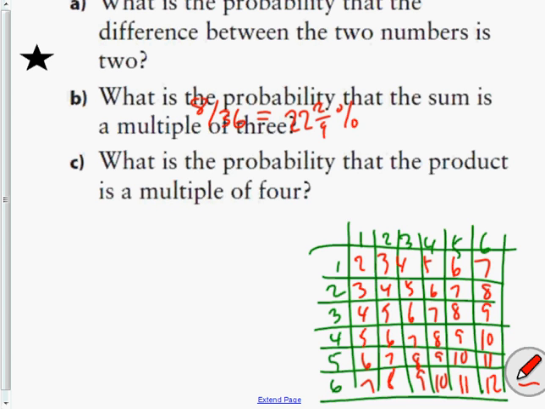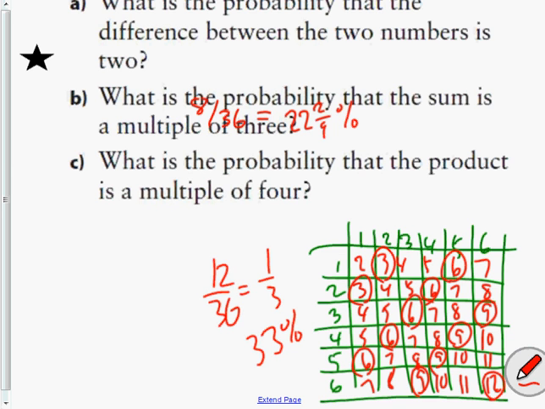What is the probability that the sum is a multiple of 3? Well, I'll circle the ones that are multiples of 3. All of those ones I circled are multiples of 3, which means there's 1, 2, 3, 4, 5, 6, 7, 8, 9, 10, 11, 12. 12 out of 36, which in lowest terms is 1 out of 3, which is roughly 33%.